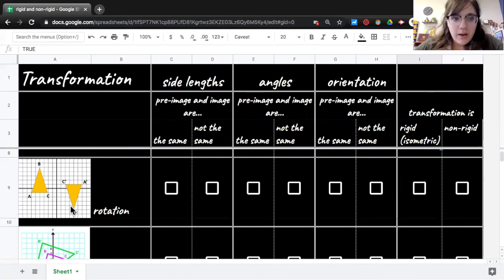Yes, rotation. So the side lengths. Rotation does not seem to change the side lengths. And then we're going to talk about why in a bit. So a rotation does not seem to change the side lengths. So I would say they are the same. Angles.